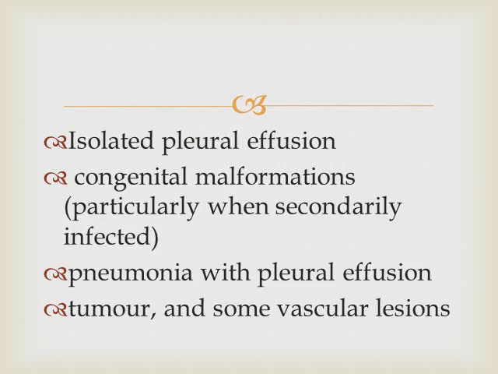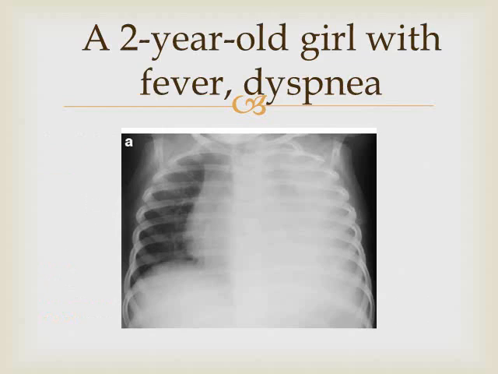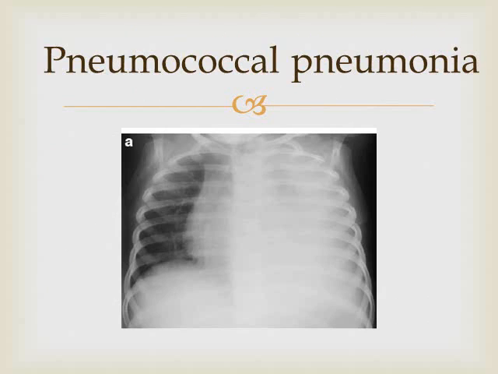So the causes could be isolated pleural effusion, congenital malformations when they are secondarily infected, pneumonia with pleural effusion, tumor and some vascular lesions. Here is a 2-year-old girl who presented with fever and dyspnea. The diagnosis was pneumococcal pneumonia with pleural effusion.